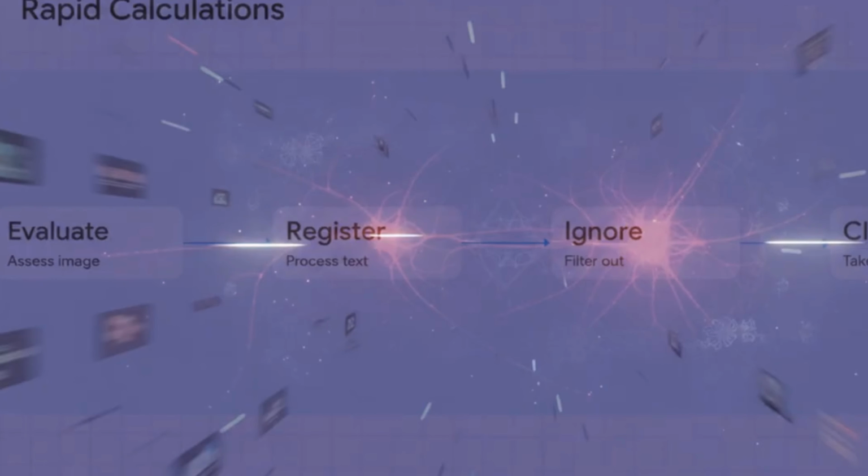Now, let's apply that biological limit to the digital world. When you browse an infinite feed, your brain isn't just passively watching. It's forced to execute an industrial scale of rapid calculations every single second. Evaluate the image. Register the text. Ignore the distraction. Click. Over and over and over at lightning speed. This simulates massive cognitive overload, and it drains that physical glucose at a terrifying rate.